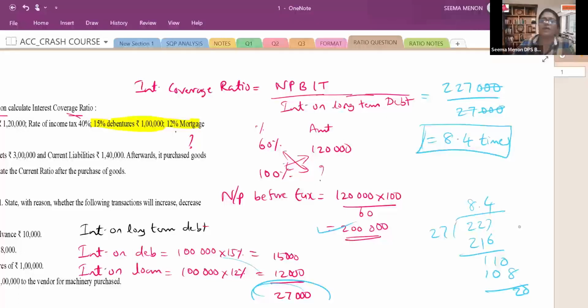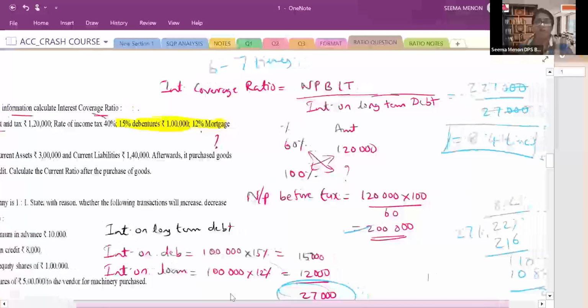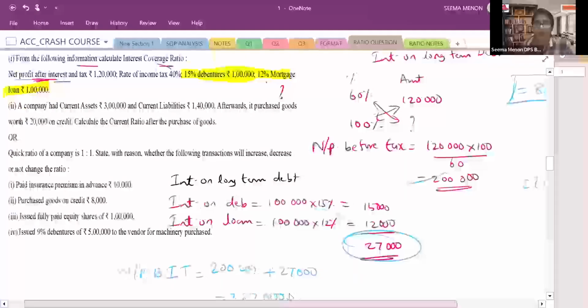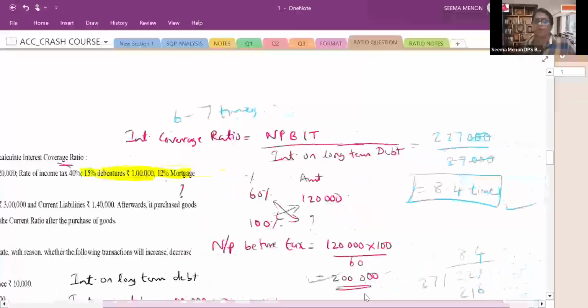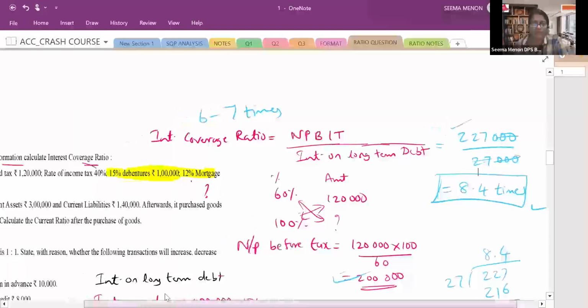Children, you know what is the ideal interest coverage ratio? 6 to 7 times. Here we got what is the answer? 8.4 times. So our interest coverage ratio is very good. That is above ideal ratio. Ideal ratio means it is good. If we have higher interest coverage ratio, that means we will be able to pay our interest on loan from our profit. Here only you can compare. What is our total profit? 2,27,000. From that easily we can pay 27,000. I hope this is clear to you, the interest coverage ratio.